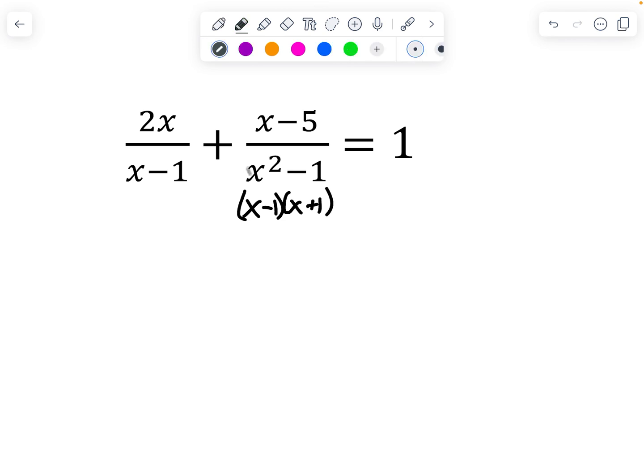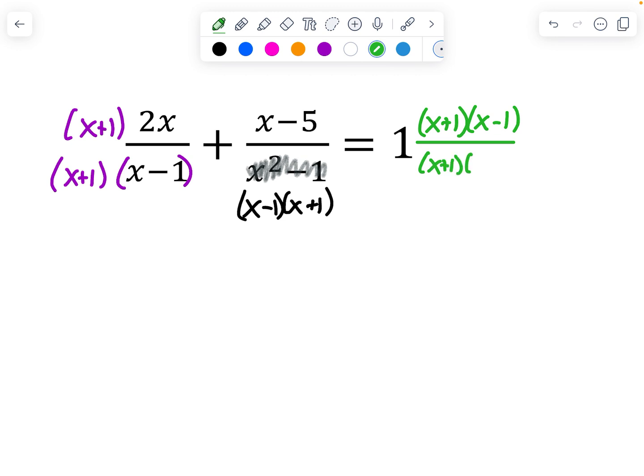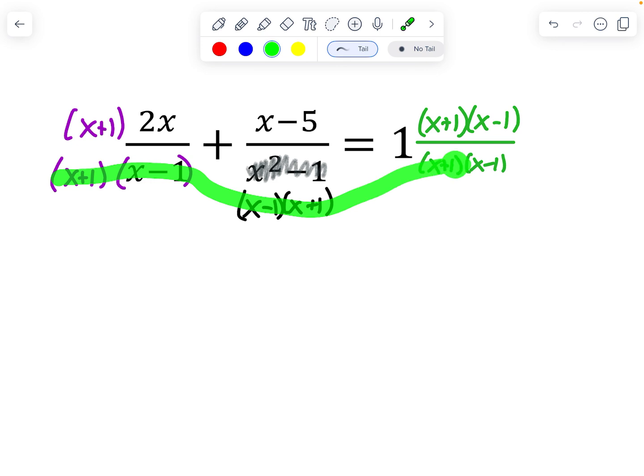So now we're not looking at this anymore. And so this has a factor of x plus 1 that this one doesn't. So let's give that an x plus 1 on top and bottom, like so. And we got to do that to this side also. So we need to multiply that whole thing by x plus 1 and x minus 1. It's missing both factors on top and bottom. So we're multiplying top and bottom by that. So that gives us a common denominator of x plus 1 times x minus 1 everywhere.